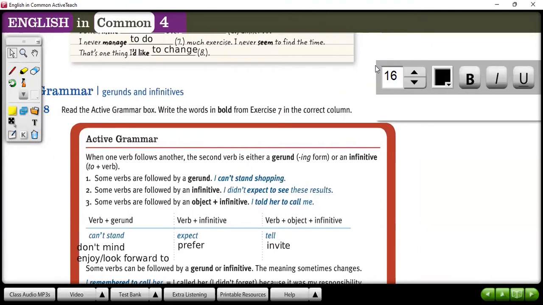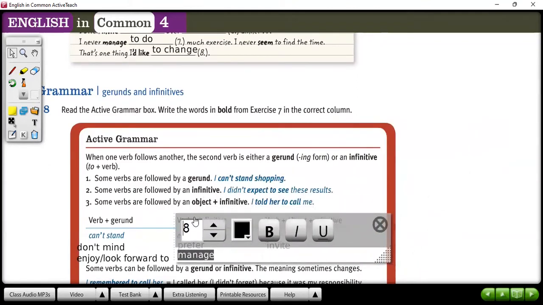I never manage to do. Okay, so manage is a good example of a verb that I can use with the infinitive.